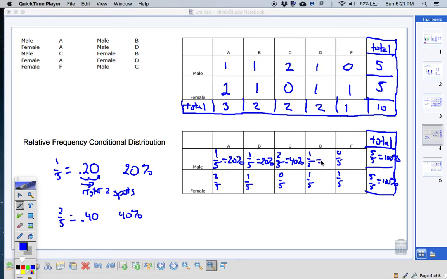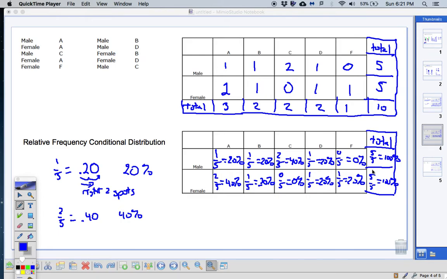And this is another 20%. And 0 over 5 is just 0%. And if I add it up, 20, 20, 40, and 20, that's 100%. And we do the same thing down here. So this is still 40%. This is going to be 20%, 0%, 20%, and 20%. And we go 20, 40, 60, and 40. That's another 100%. So they should add up here.